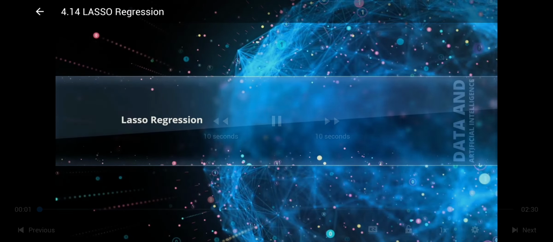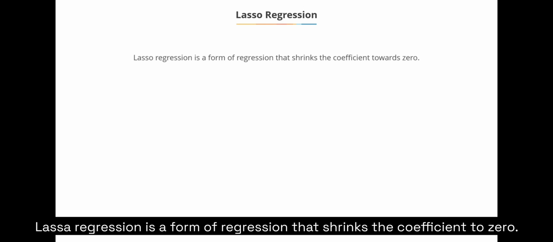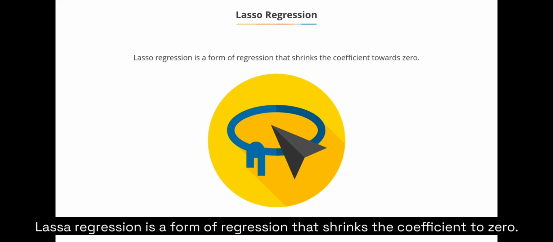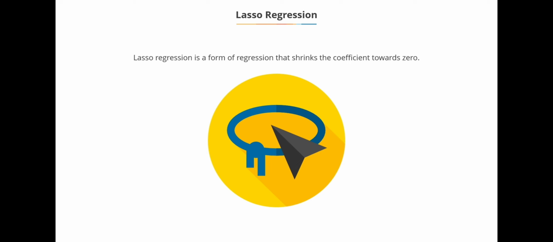Lasso regression. Lasso regression is a form of regression that shrinks the coefficient towards zero.